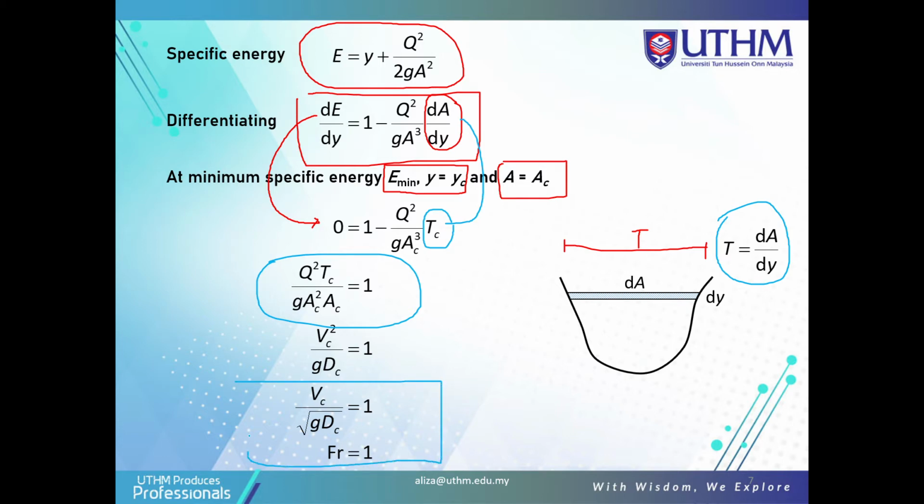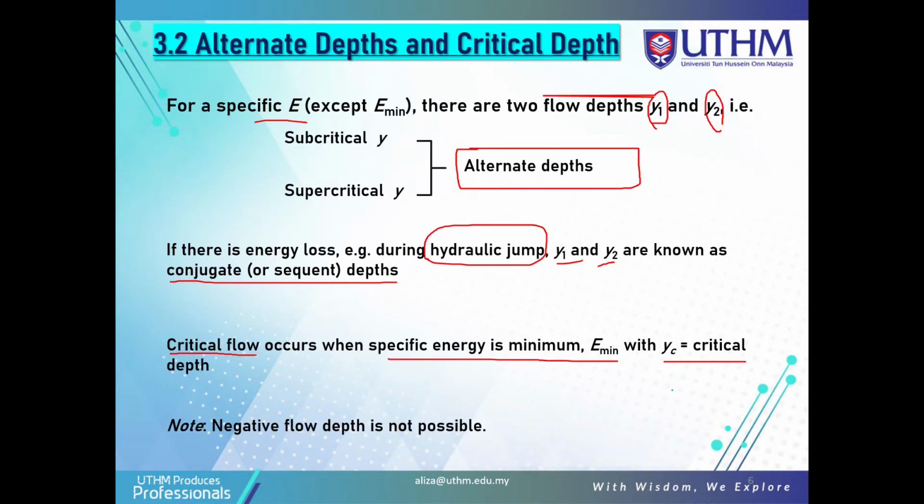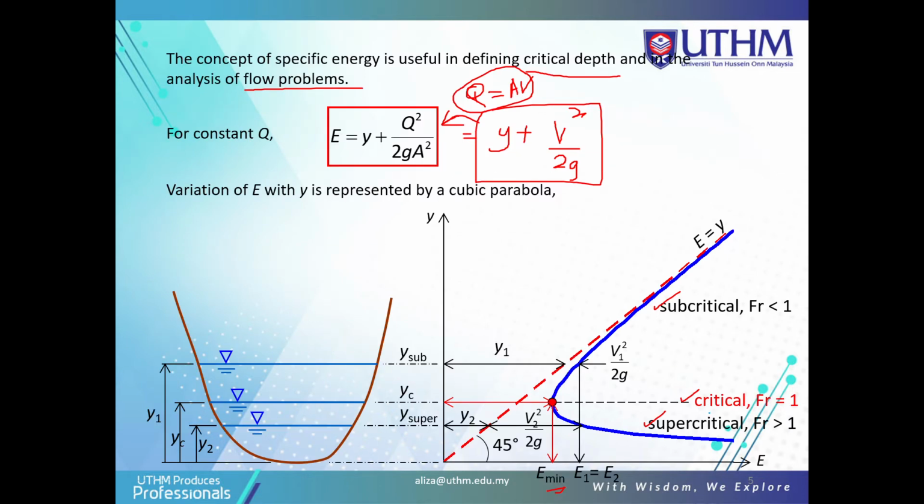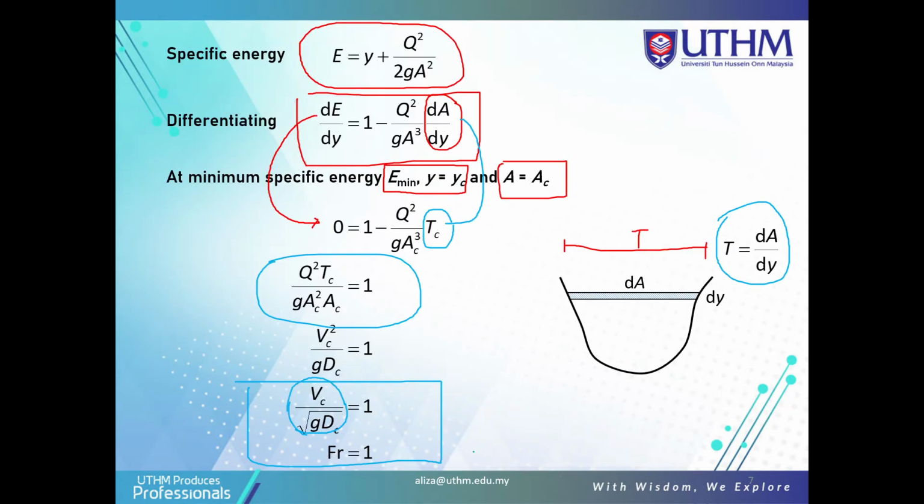Actually this is the Froude number formula. We have learned the Froude number in chapter 1 and chapter 2. So we get the minimum when the Froude number is equal to 1, which is the critical condition. With the critical depth, we get the Froude number 1.